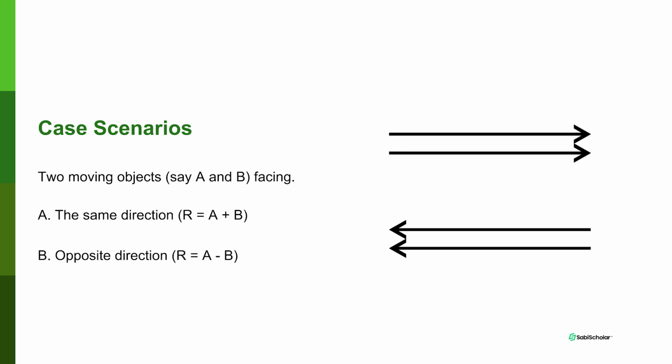In the opposite direction, if you were traveling northward at 2 meters per second, then you reverse and now travel southward at 5 meters per second, the resultant is going to be 2 minus 5, and that will be negative 3. So for the resultant in the opposite direction, you have to take the difference. So for the opposite direction, the resultant R is equal to A minus B.